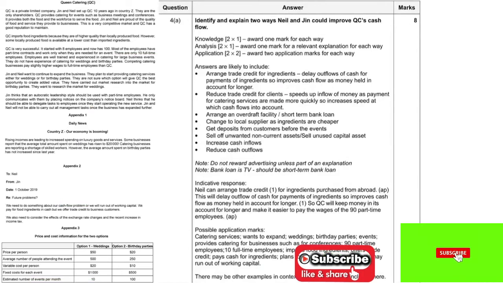I would like to move on to keep talking about the cash flow problem. We have just identified the cash flow problem in the previous part. So the question is about the ways to improve the cash flow problem. As you can see in appendix 2, they are facing a cash flow problem. So how to do that? There are two ways to do that. So think about it.